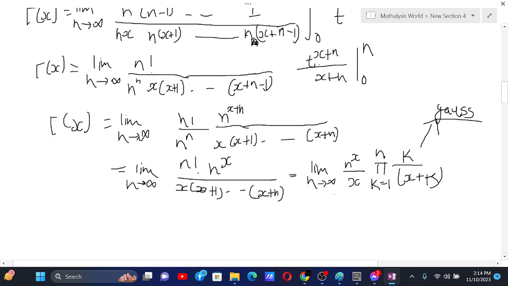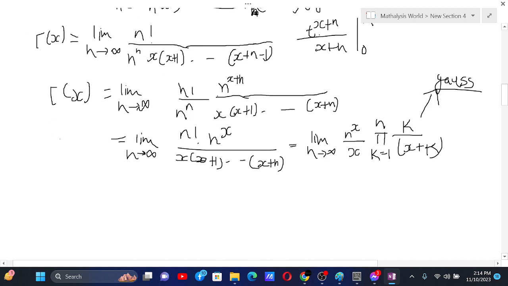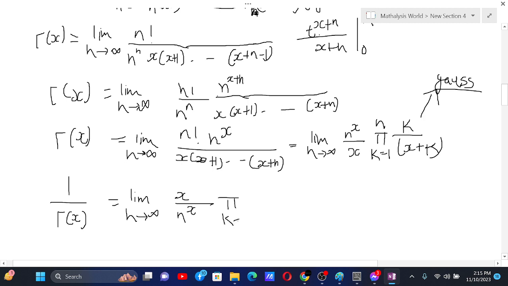Now we have further to do. We are going towards the Weierstrass representation, which is just the 1 by gamma of x representation, where this n will be removed, and it will be made a lot easier for calculation. So we have the limit n tends to infinity of x by n to the power x, and product from k equals 1 to n, and this will be 1 plus x by k.